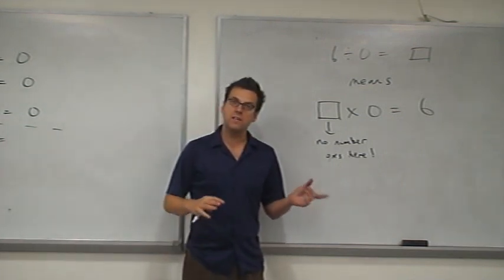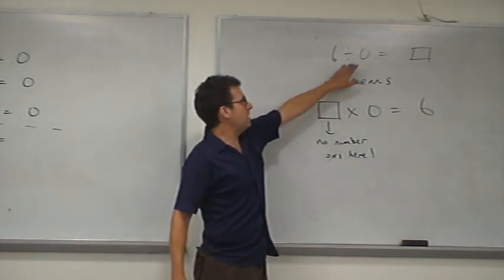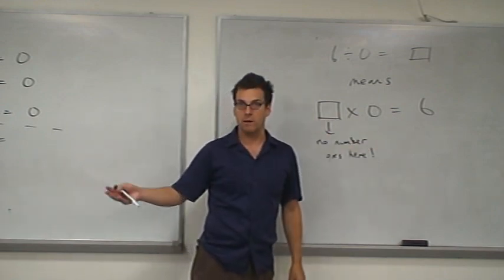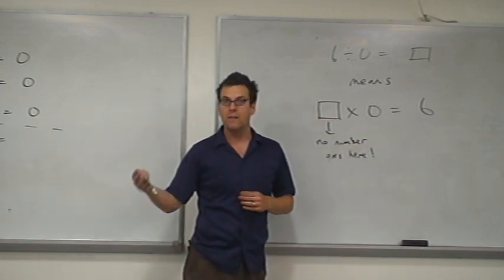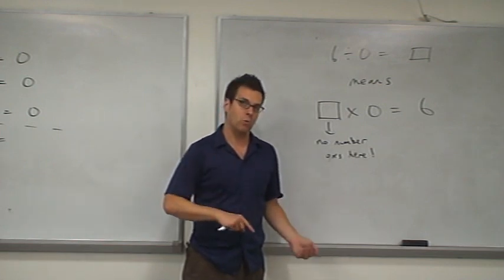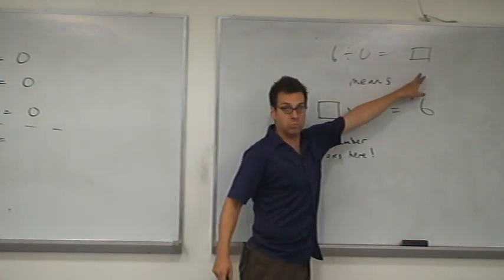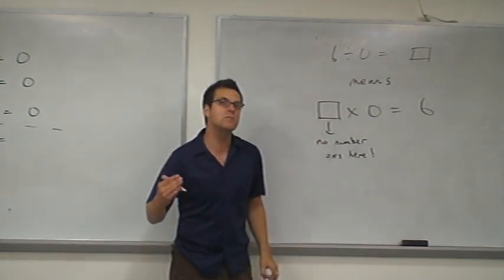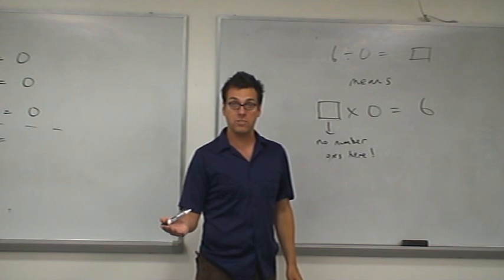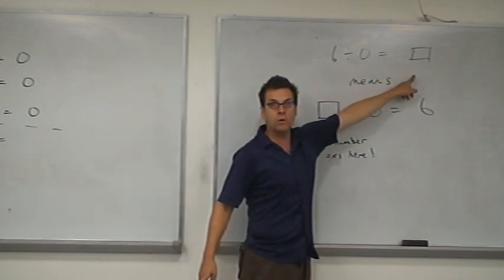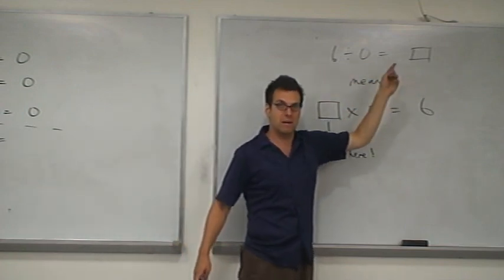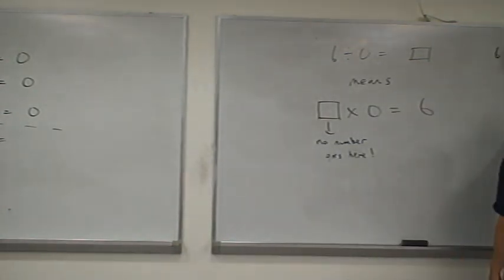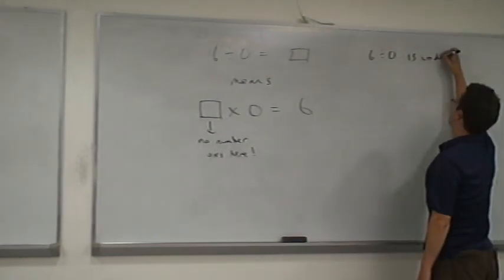But again, division is the inverse of multiplication. These number sentences mean the exact same thing. Remember back to our 20 divided by 4 example. If 20 divided by 4 equals blank, that's the number that multiplies by 4 to get you 20. If 6 divided by 0 is blank, the blank is the number that multiplies by 0 to get you 6. There is no number that multiplies by 0 to get you 6. Therefore, there is no number that satisfies 6 divided by 0. So for that reason, we say 6 divided by 0 is undefined.